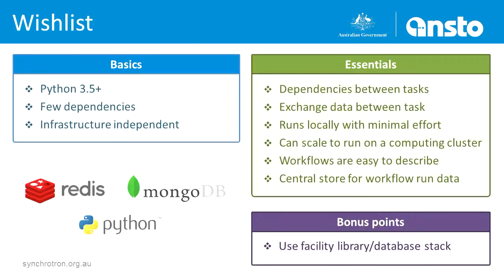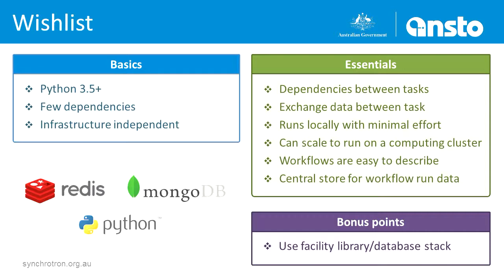So that means our wish list for a pipeline or workflow system is Python to start with. We are a Python shop. We have a lot of C++, but Python is what we really love. We only want a few dependencies to keep it simple. It should be infrastructure independent, so a scientist can run the workflow on the laptop, and then we can go out and put it on our computing cluster. The essentials that we were looking for when evaluating different frameworks were the dependencies between tasks and exchanging data between tasks. It should run locally with minimal effort on a scientist's laptop, but then we can run it, as I said, on a computing cluster.